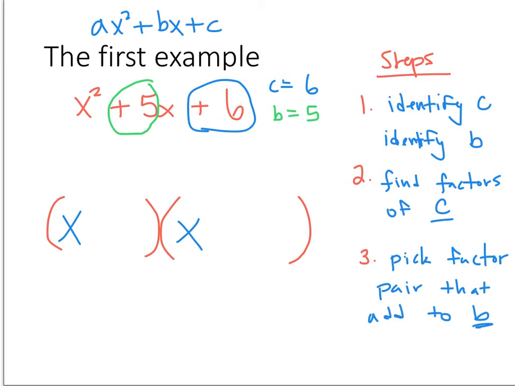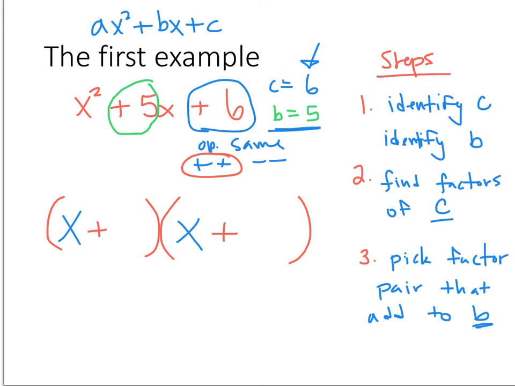If we look at this, c, which is 6, is a positive 6. What that tells me is that my operations are going to be the same, so they're either going to be plus plus or minus minus. Now I can look at b's sign and say, okay, b is positive, and if the signs are the same, the only way they can be positive is if they're both positive.